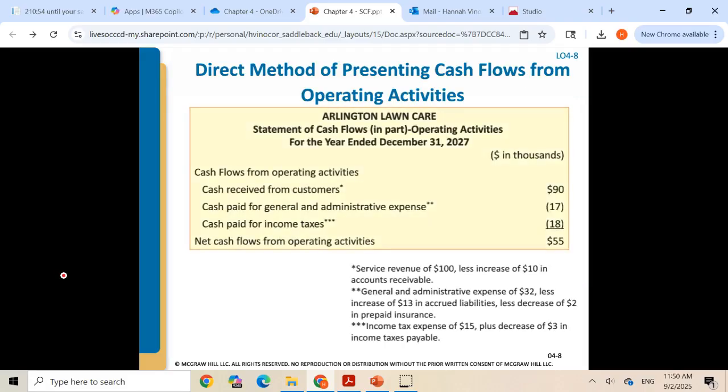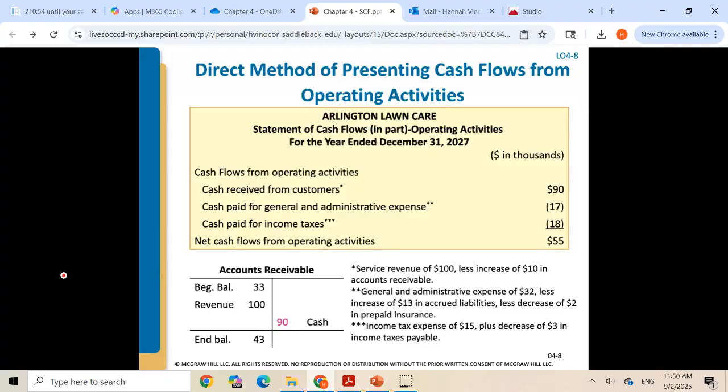And let's go to right here. I will show you this for this Arlington Lawn Company. Our first line item is cash received from customers is $90. The next item we see on the statement of cash flow in the operating section is cash paid for general and administrative expense. And you see how that's a minus because that's a cash outflow. Let's look to see how they calculate that $17.